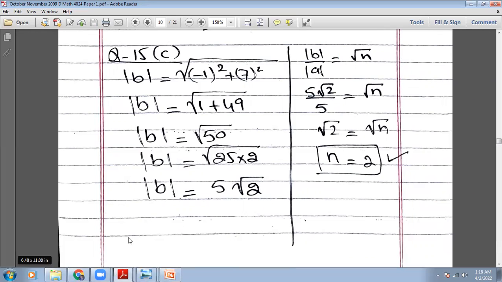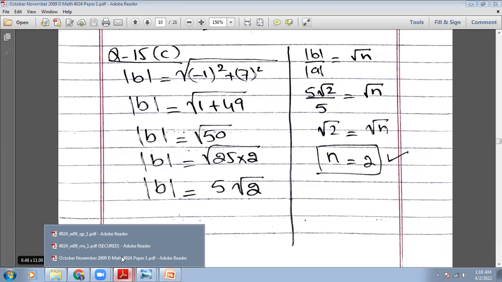So they said that the ratio of the magnitude of B to the magnitude of A will be the square root of n. So the magnitude of B is 5 root 2 divided by the magnitude of A, which is 5. 5 will be cancelled. So n root 2 will be equal to root n. So the n value will be equal to 2. So this is how you do question number 15 C part.